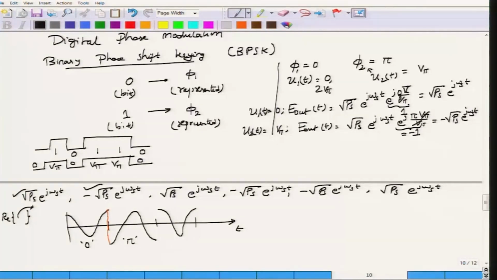Then I should have a minus square root Ps thing. Again I am seeing two phase discontinuities over here. So, whenever there is a phase change, there would be a phase discontinuity. Okay. This thing you have to keep in mind. This waveform that you have is again analog, you can see that things are changing except at the discontinuous boundaries.